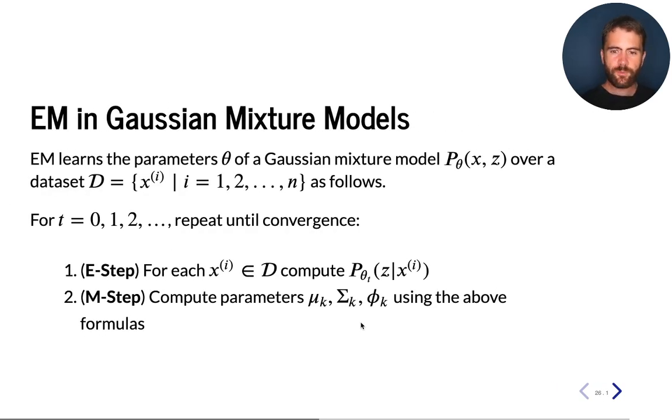So to summarize, the expectation maximization algorithm in a Gaussian mixture model alternates between two steps. At the E step, we use our formula to compute this assignment. This is a vector of K probabilities for each xi. And then in the M step, we compute our best guess for mu, sigma, and phi using the formulas that I had in my previous few slides.